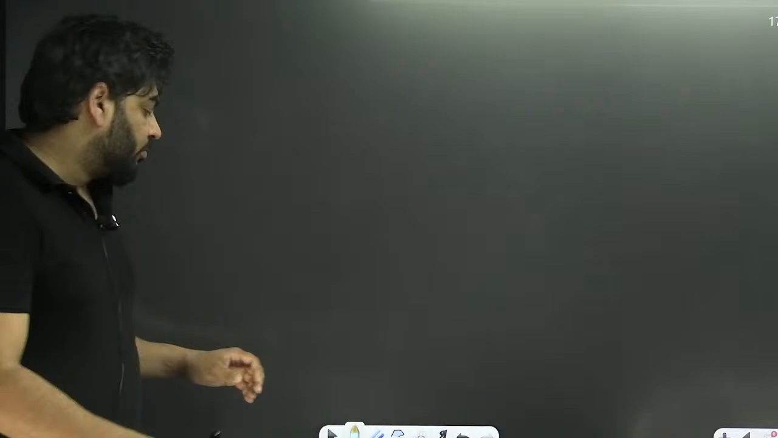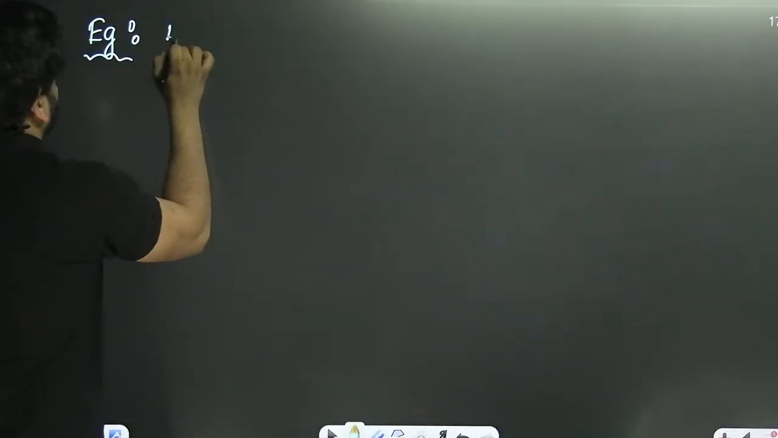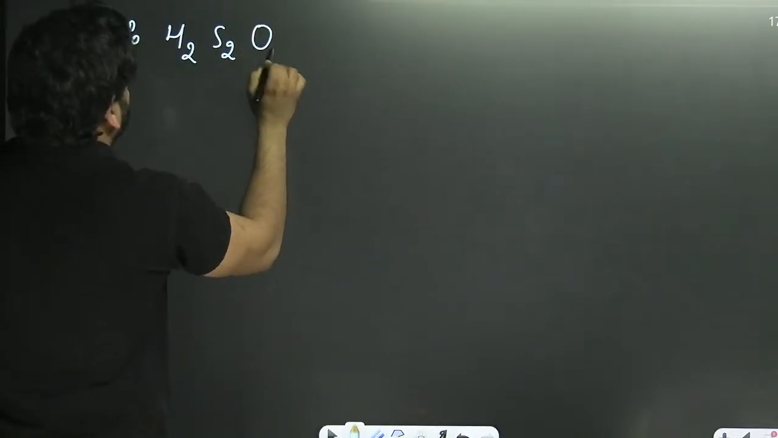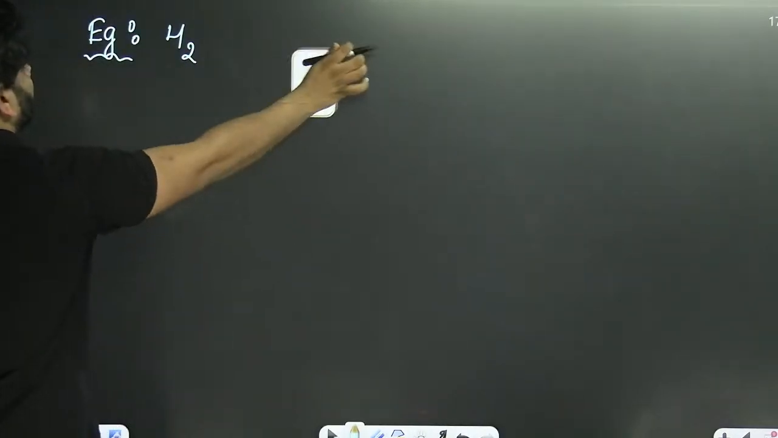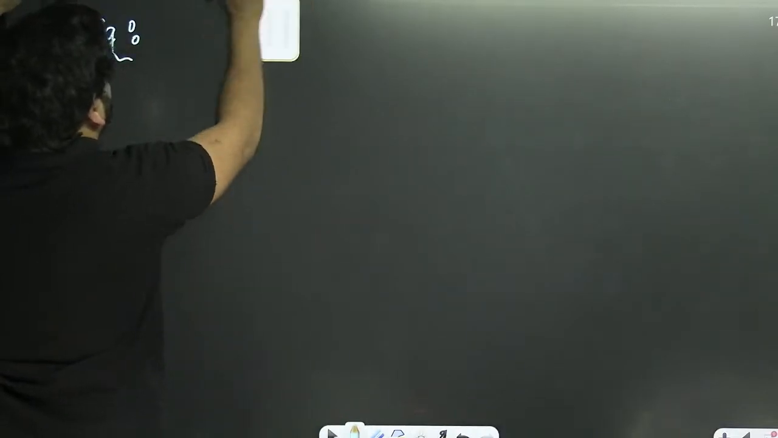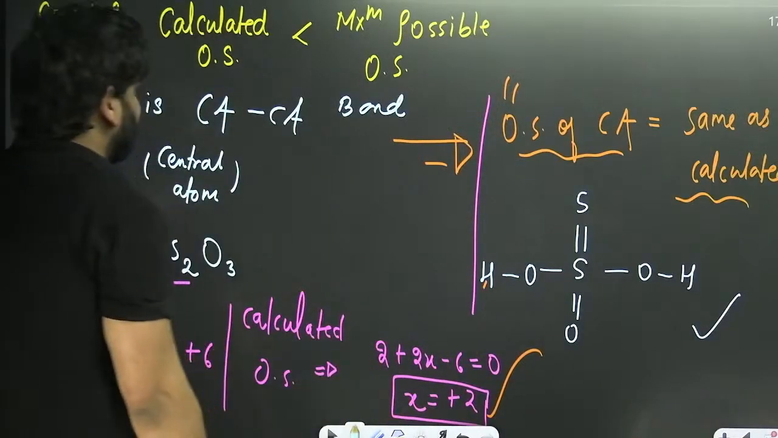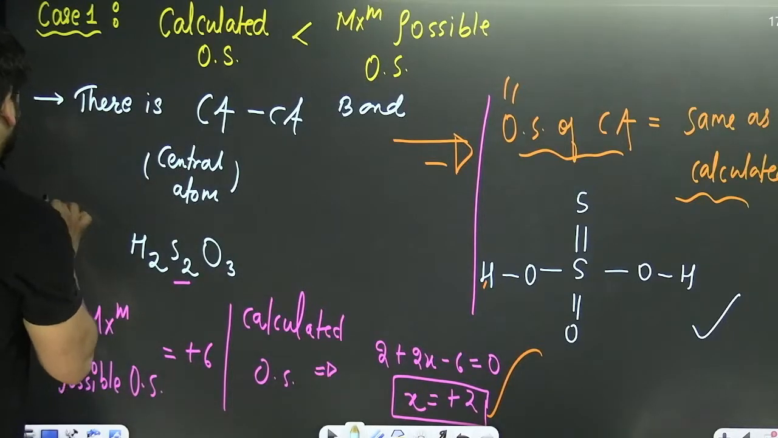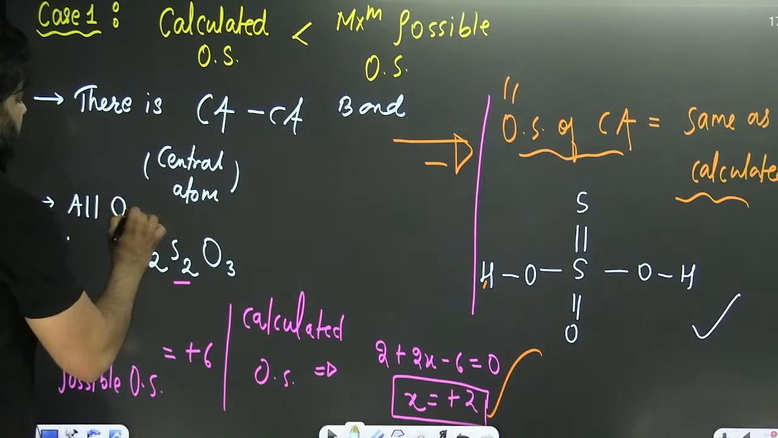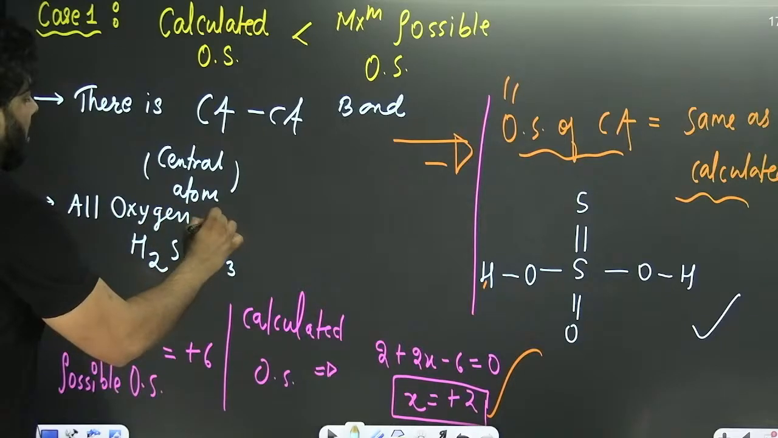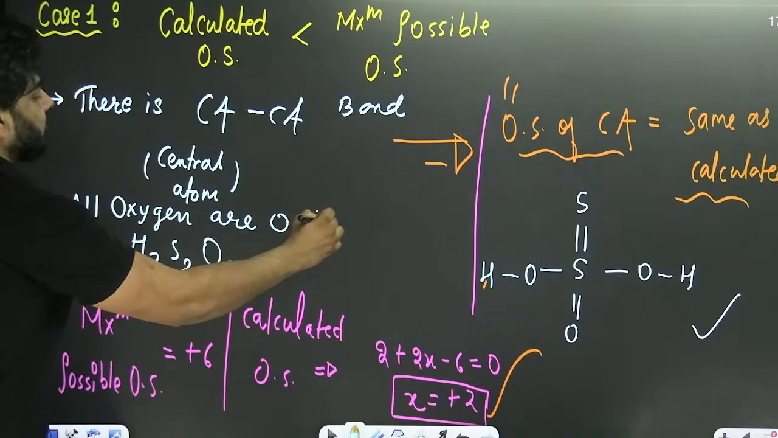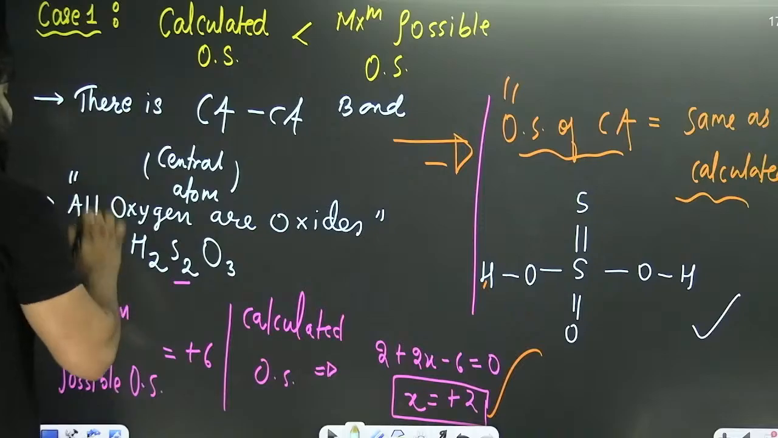Another such example could be H2S2O5. These are the ones where there is a central atom, and all oxygens are oxides. All oxygen are oxides.